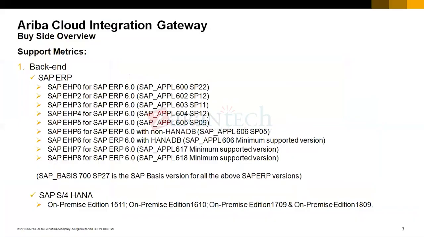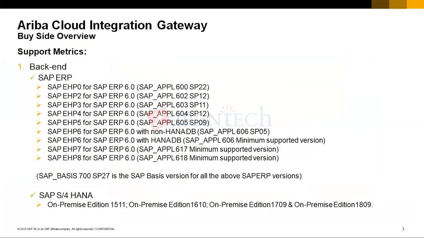Generally, from the ERP side you will have two different kinds of systems. You may have SAP ECC, or you may have SAP S/4HANA. In case your customer is on SAP ECC, you should have the ECC version at least ERP 6.0.